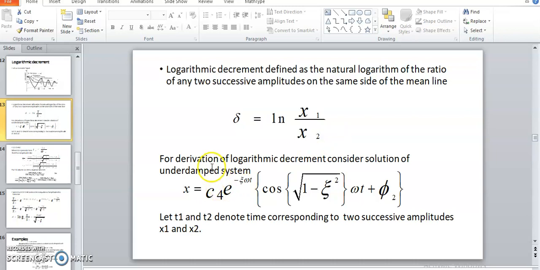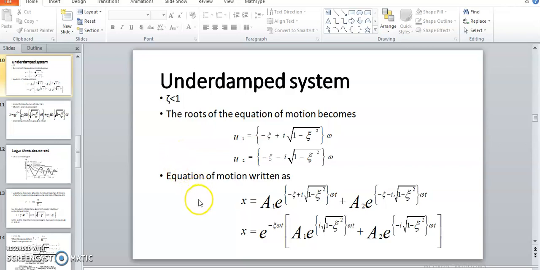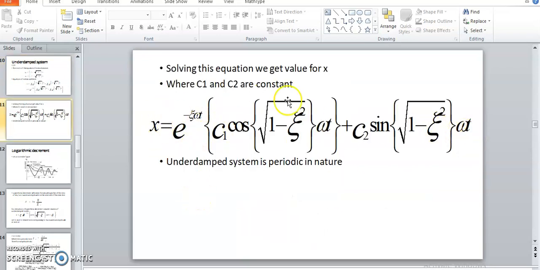For the derivation of the logarithmic decrement, we consider one of the solutions, the one for the underdamped case. In this solution, cos and sin terms are present. After adding the cos and sin terms, we can represent these two terms in terms of either cos or sin, like cos theta plus sin theta.